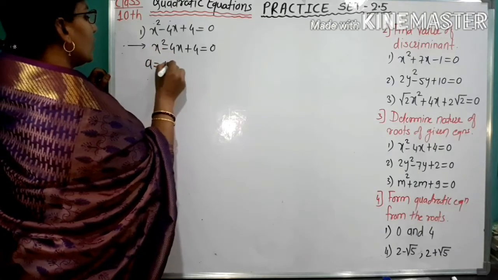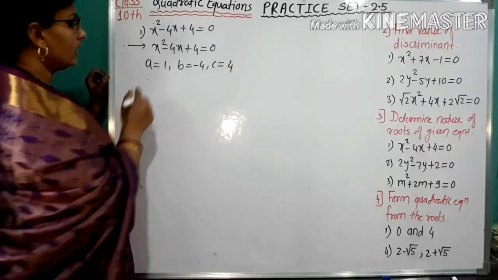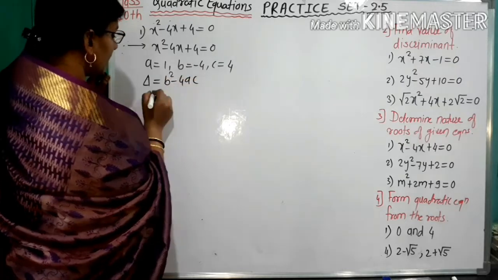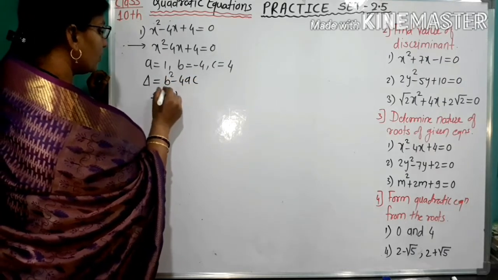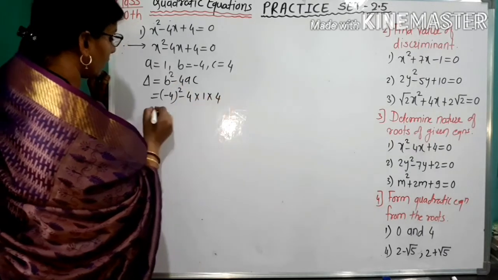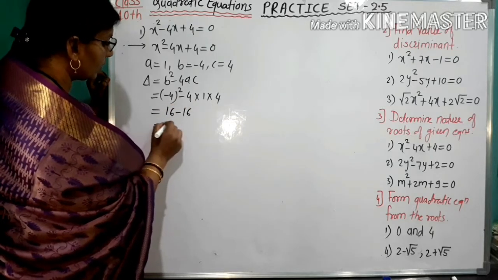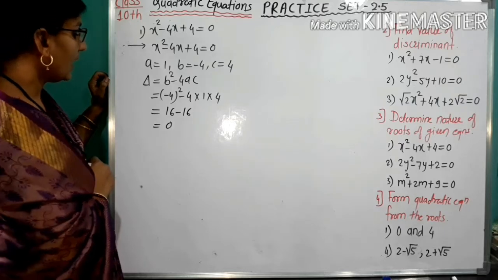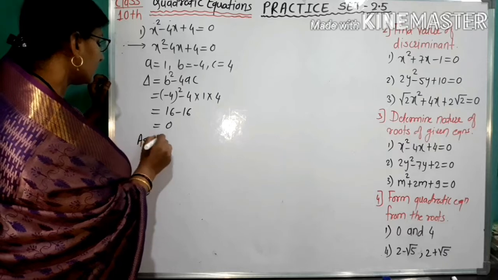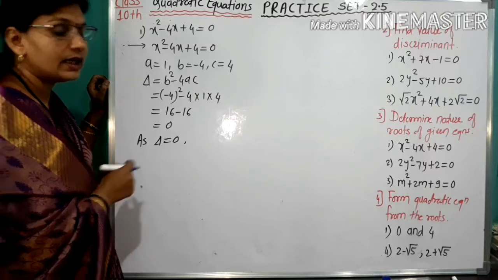Here a equal to 1, b equal to minus 4 and c equal to 4. Then value of delta, that is b square minus 4ac. b square is minus 4 bracket square minus 4 into 1 into value of c is 4. This is 16 minus 16 equal to 0. As delta equal to 0, then roots are real and equal.